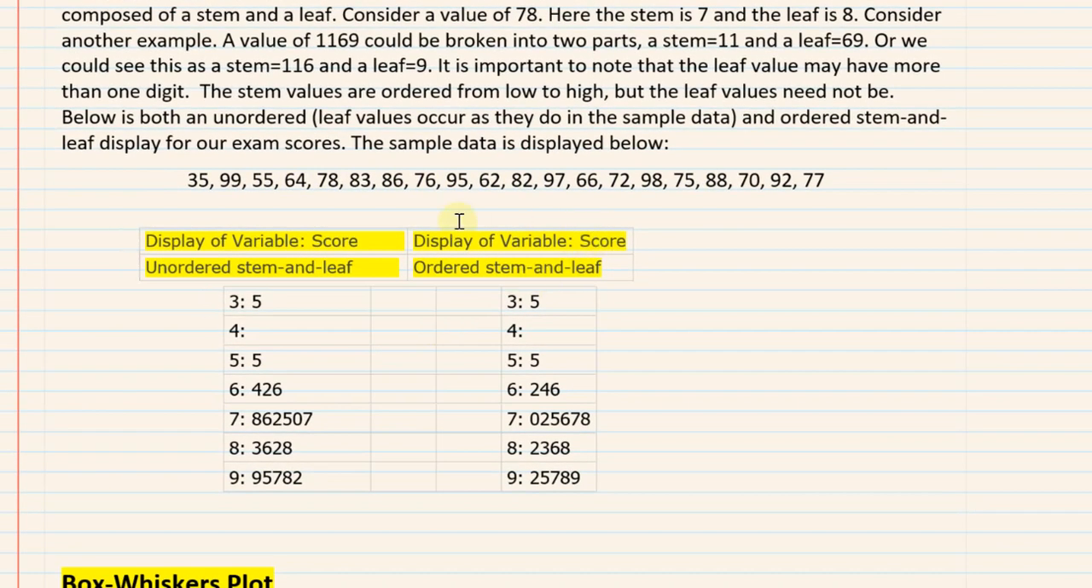Then we can arrange these in a stem and leaf display. Now, the stem and leaf that you see here resembles the histogram. It's almost like a histogram on its side. Now how does that work?